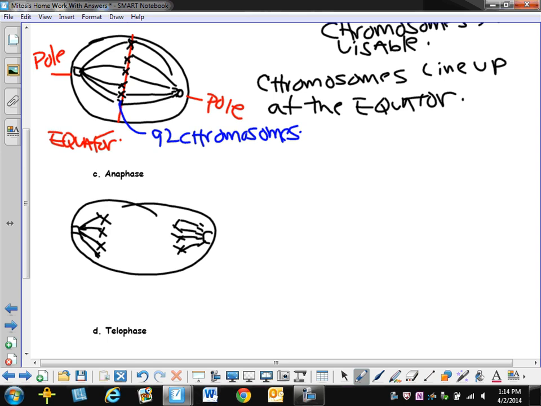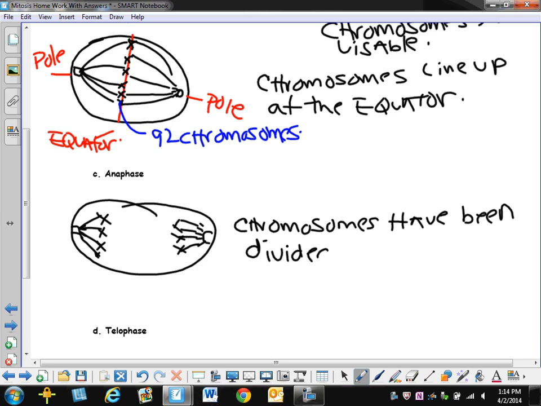And this is anaphase. The chromosomes have been divided. So, let's see. We're going to ask Kevin. We started with 92 here. How many are here now? Excellent. 46 are here. How many's over here now? 46. We're getting closer to having 2 daughter cells.